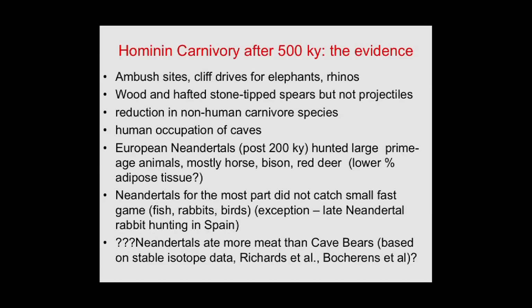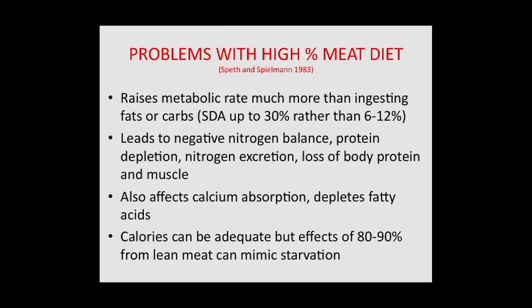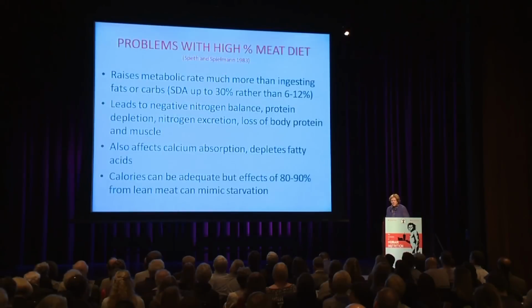Yet we persist in arguing that they ate more meat than cave bears. And this is largely based, as Margaret will show, on the stable isotope data. There are a lot of problems with arguing that Neanderthals ate more meat than cave bears. And this is the work of John Speth and Kate Spielmann from a very important paper in 1983, basically pulling a lot of the anecdotal data and the hunters' data and the ethnographic data together.